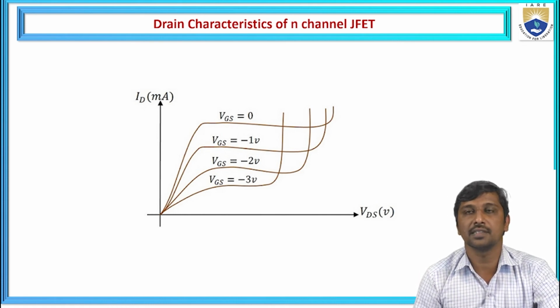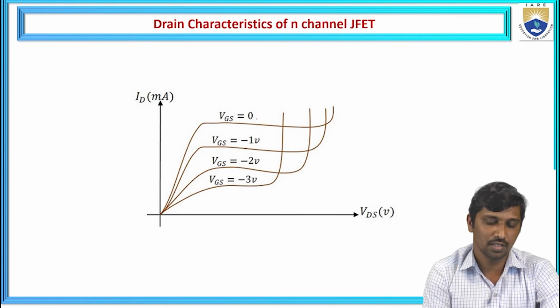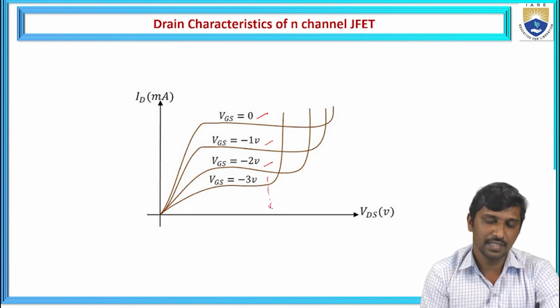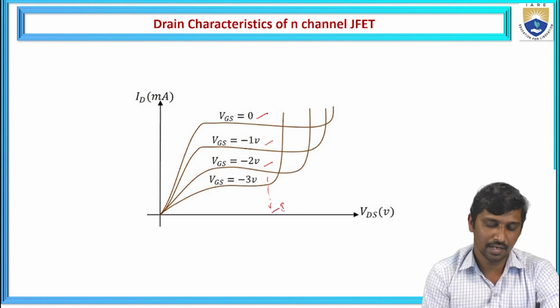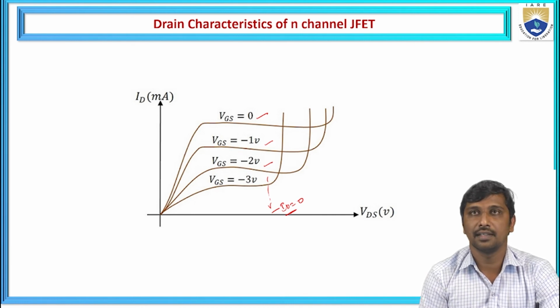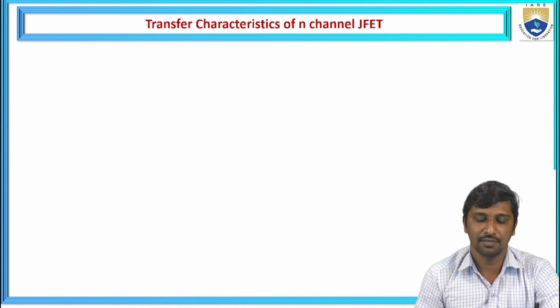So from these representations, here I have shown the characteristics with respect to the various gate to source biasing voltages against the drain to source voltage. This is already observed: VGS 0, VGS decreased from 0, and again VGS further decreases like that. If VGS is a large reverse voltage, then your drain current ID becomes 0. So this is the drain characteristics of the N-channel JFET. Similarly, now we need to observe the transfer characteristics of the N-channel JFET.